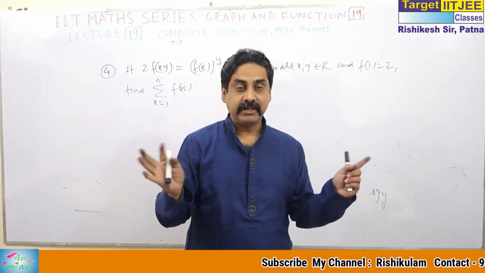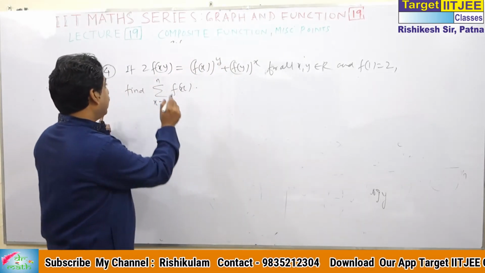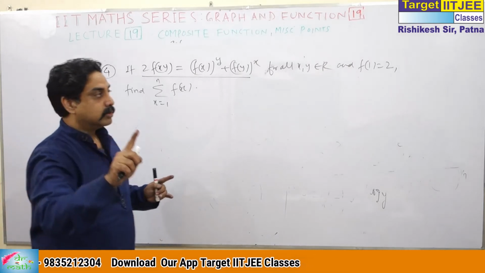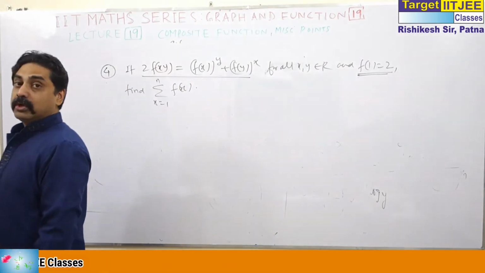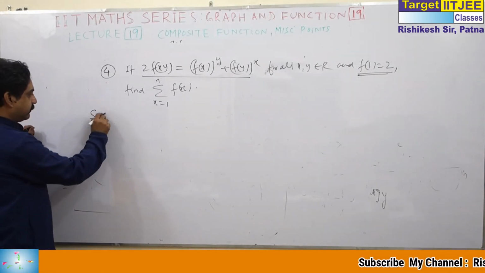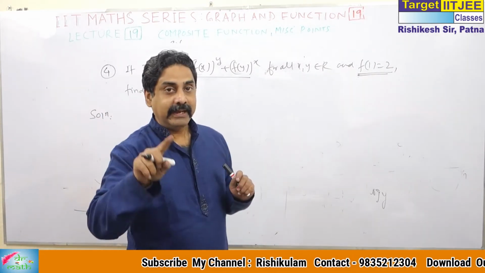There is variation in different chapters, but what I am dealing with here is that we are given a functional equation, a relation, and we have to find its sum. There is one more condition. What is the condition? The condition is that f1 is equal to 2. So how do we deal with it? Very simple.